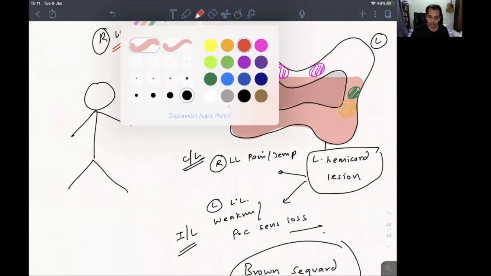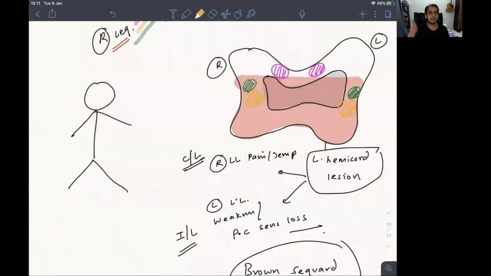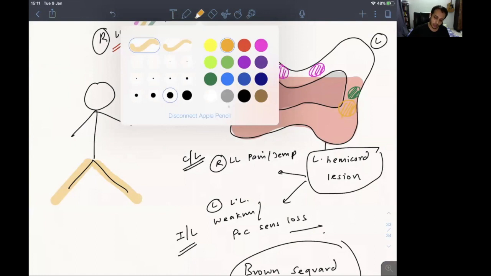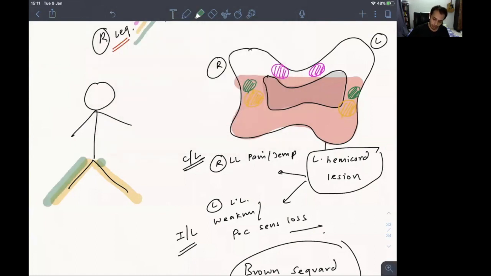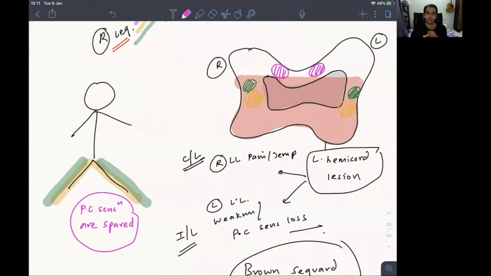So this is comparatively easy because that means that we don't have to think about ipsilateral and contralateral. You have your lateral spinothalamic tract involvement in both sides and your motor involvement in both sides. But the important thing to remember here is that your posterior column sensations are spared. So if you test for vibration and joint position, these will be spared.